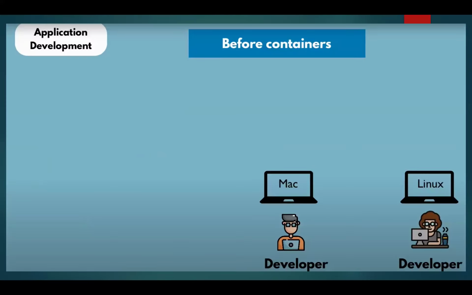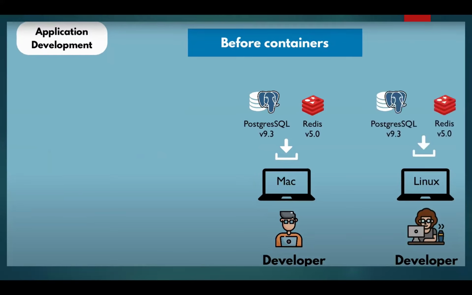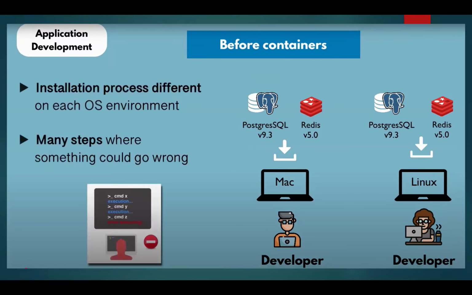So before containers, application development used to be like this: one developer is on Mac, and a new developer comes who is using a Linux system. One is having a certain version of a certain application on Mac, whereas the other is having the same application on the other system. So what are the challenges that you need to face? First, the installation process would be different. On Mac, the installation process is different. If you go and try to install any application, you would find three different ways: one for Windows, another for Linux, and another for Mac OS.